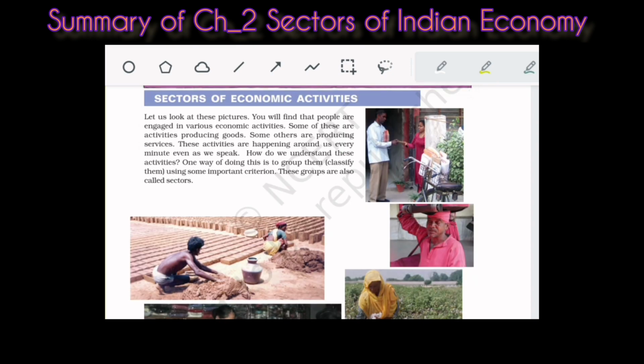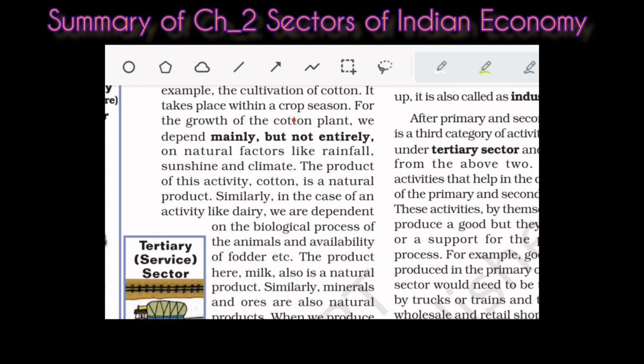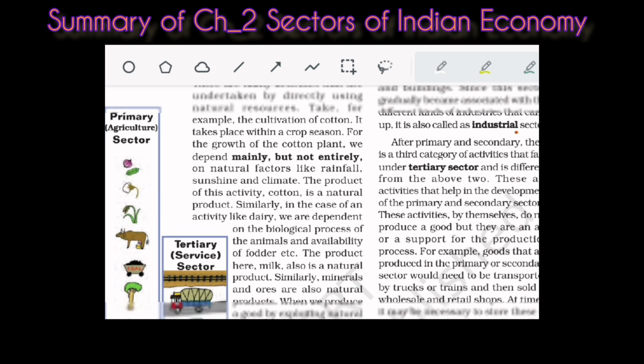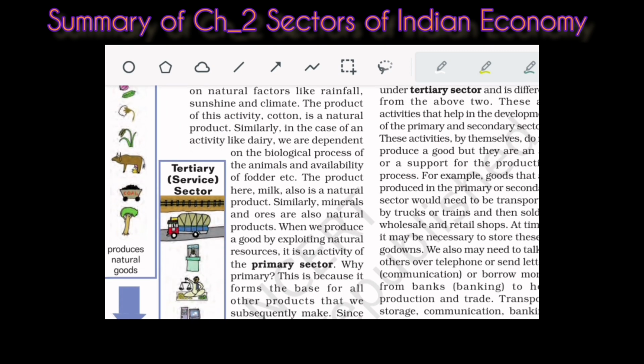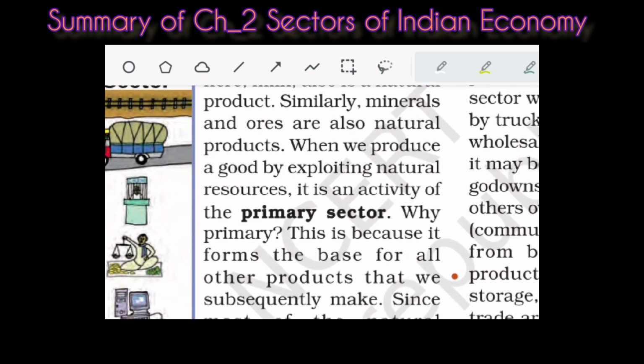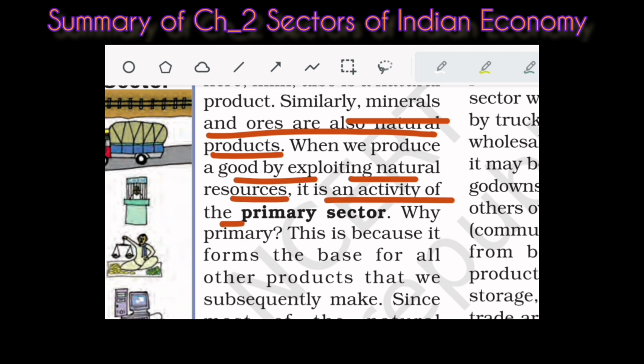In primary sector, you have two examples in your book, that are the dairy products example and then the cotton example. So cotton is a natural resource, you all know. So that is why its example is given to us, that like agriculture, fishing, mining, these things are included in the primary sector. So you can see that minerals and ores are also natural products. So we can conclude that we produce goods by exploiting natural resources. It is an activity of primary sector.